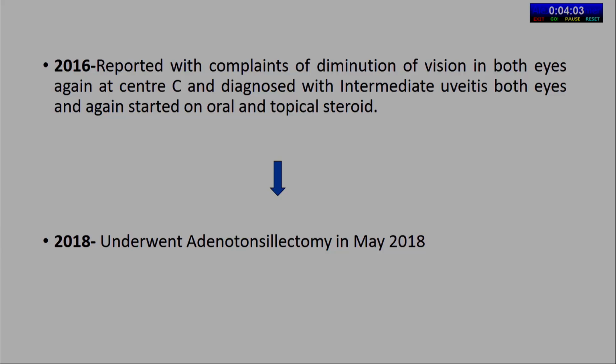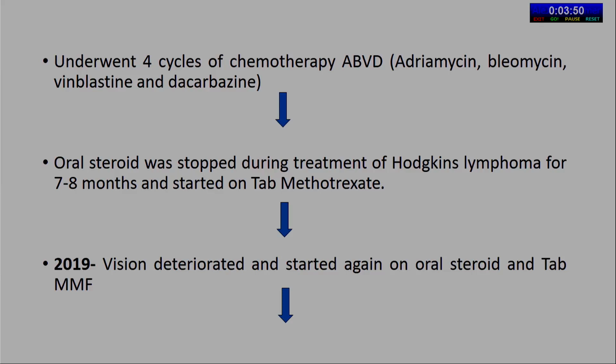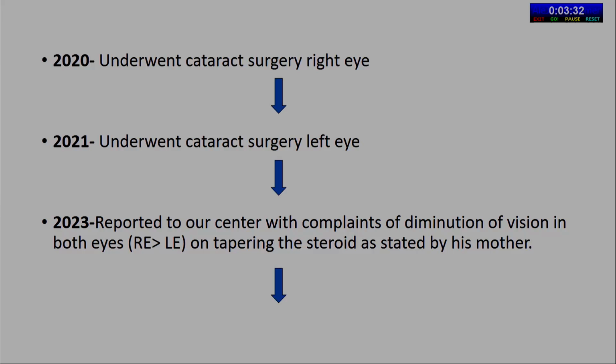In 2018 he underwent tonsillectomy in May, and in June 2018 was diagnosed with Hodgkin's lymphoma, mixed cellularity, stage 2A. He underwent 4 cycles of chemotherapy, and oral steroids were again started along with tablet methotrexate 7 to 8 months after the remission. In 2019, the patient again had vision deterioration and was started on oral steroids and tablet MMF. He underwent cataract surgeries in both eyes, and in 2023 he reported to our center with complaints of diminution of vision in both eyes.